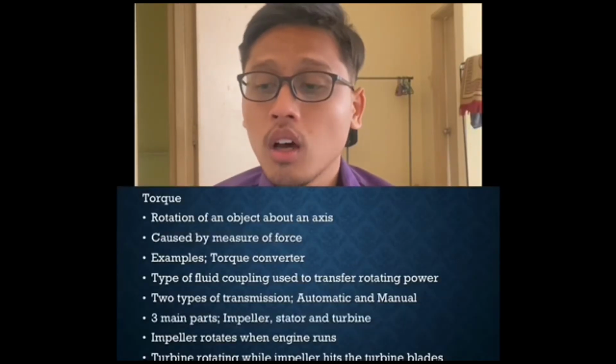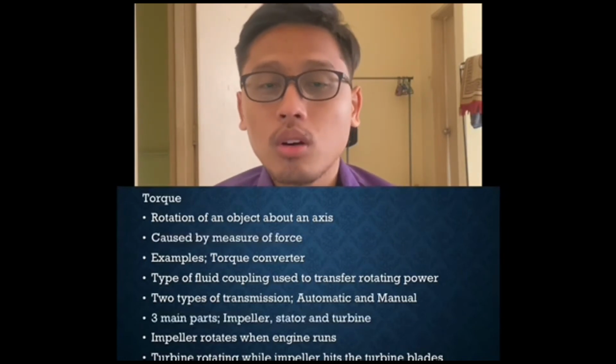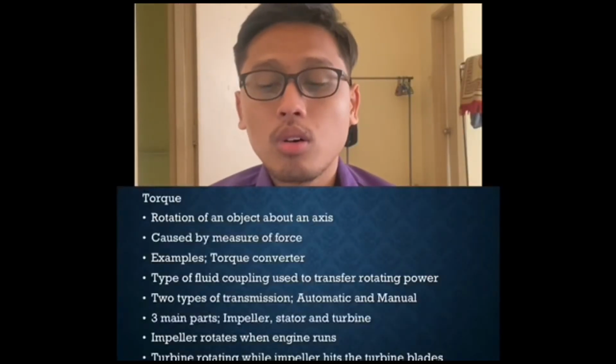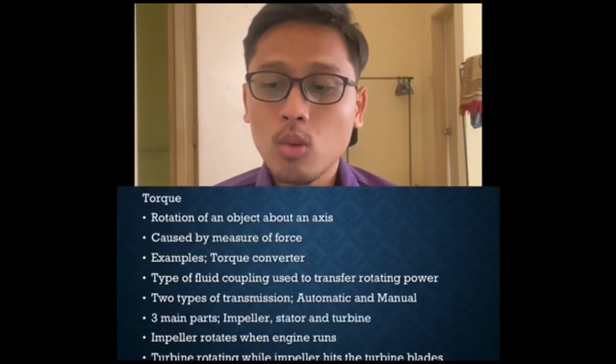We give one example, which is the torque converter. A torque converter is a type of fluid coupling used to transfer rotating power. There are 2 types of transmission with this torque converter, which are automatic transmission and manual transmission. The 3 main parts in a torque converter are the impeller, stator and turbine. So how does the impeller work? The impeller rotates when the engine runs, and the turbine rotates while the impeller hits the turbine blades.